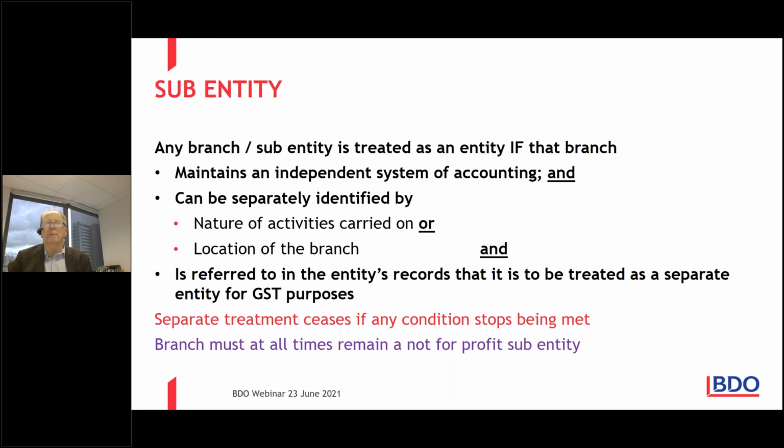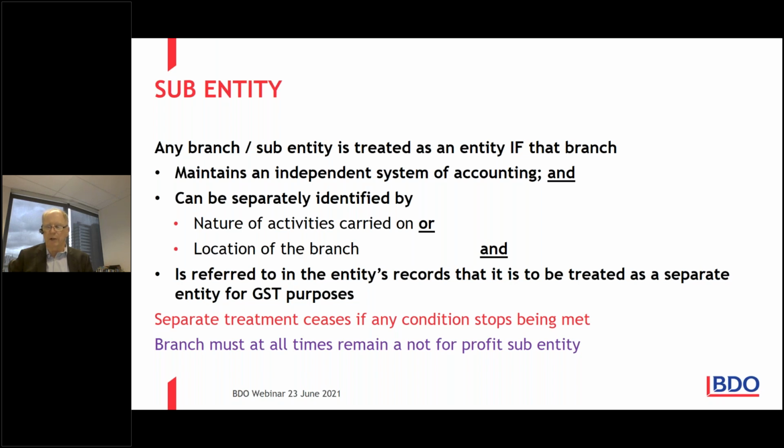it's all about raising money for the not-for-profit. Another requirement, which is another and, is that it's referred to in the entity's records that it's to be treated as a separate entity for GST purposes. So that's in the minutes of the board or the management committee, confirming that it's going to be run as a separate organisation, as a separate part of it. And if you fail to continue to manage that separate system of accounting or that separate bank account, then the section for dealing with this says that it drops out.